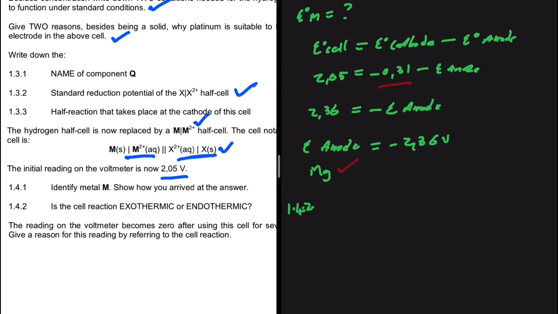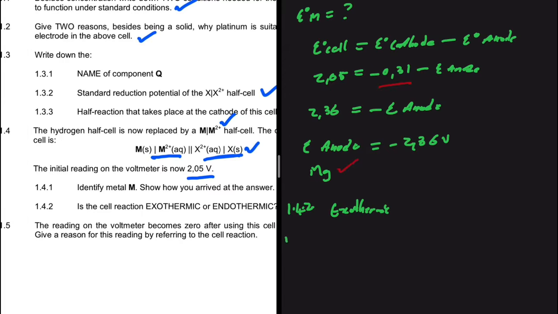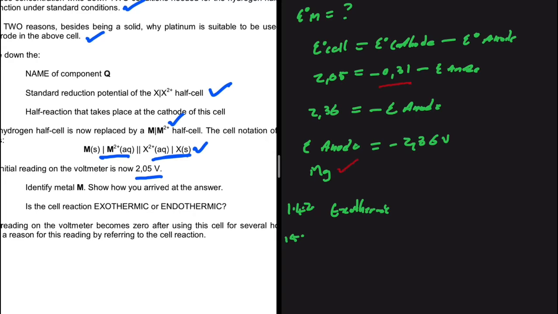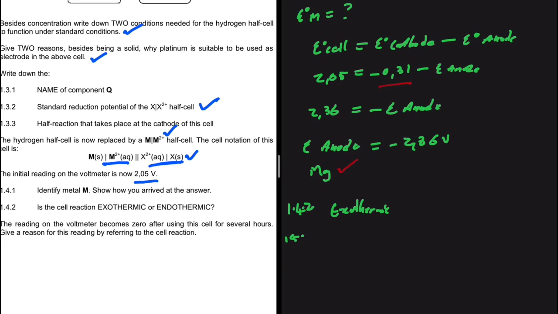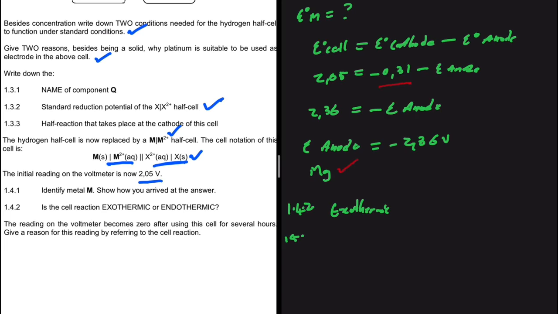1.4.2: is the cell reaction exothermic or endothermic? In a galvanic cell, the reaction will always be exothermic. Right, 1.5. The reading on the voltmeter becomes 0 after using this cell for several hours. Give a reason for this reading by referring to the cell reaction. Well, the cell reaction reaches equilibrium. That is why the reading on the voltmeter becomes 0 after some time.